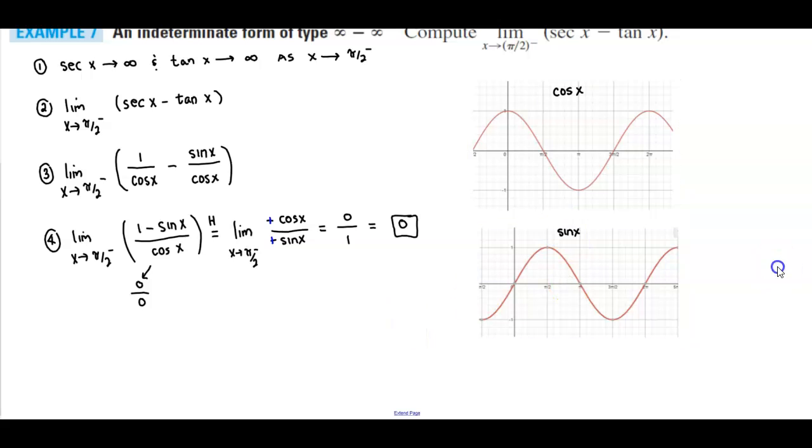So what's also a good idea is to keep Desmos available to you, or a graphing calculator, so that you can look at where the limits approach. So as the cosine of x is approaching pi over 2 from the left, you can see it gets to 0 over here. And as the sine of x is approaching pi over 2 here, it is approaching the value of 1.